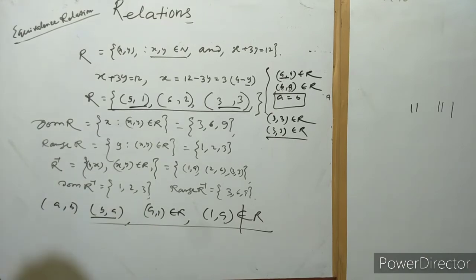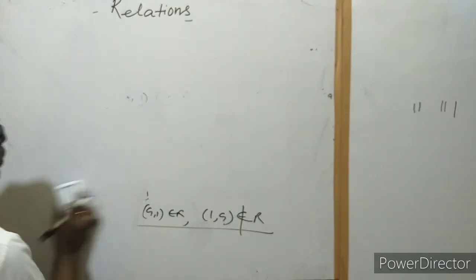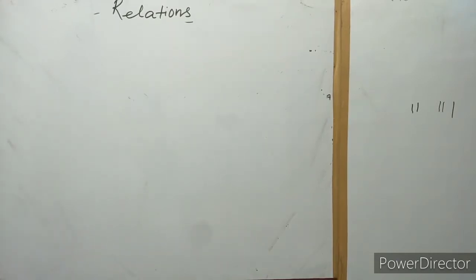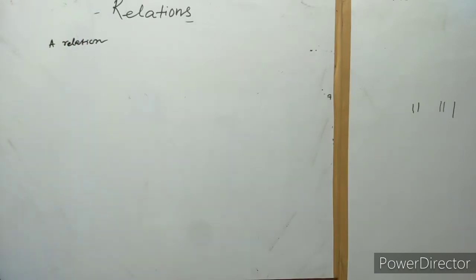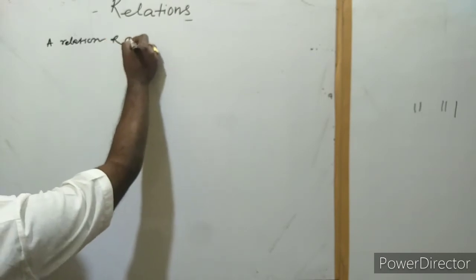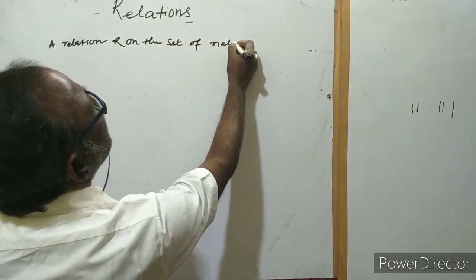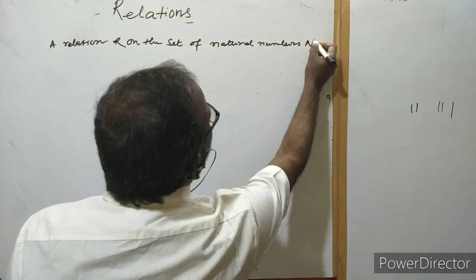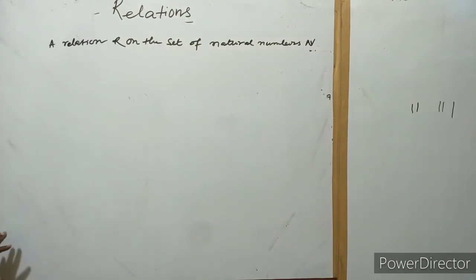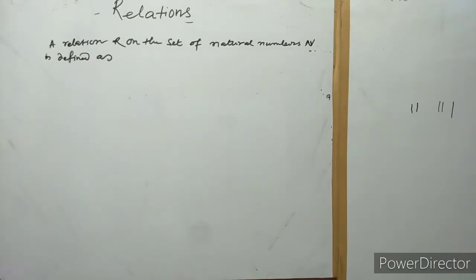Now next point, we have to introduce a very important point to all of you. For our example, we have to show a problem. This is a hold and equivalent relation. So the question is: a relation R on the set of natural numbers N is defined as follows.